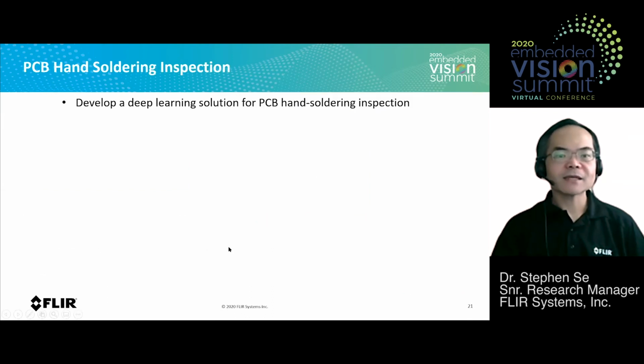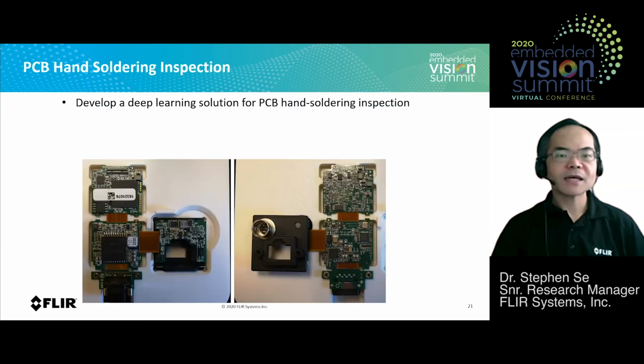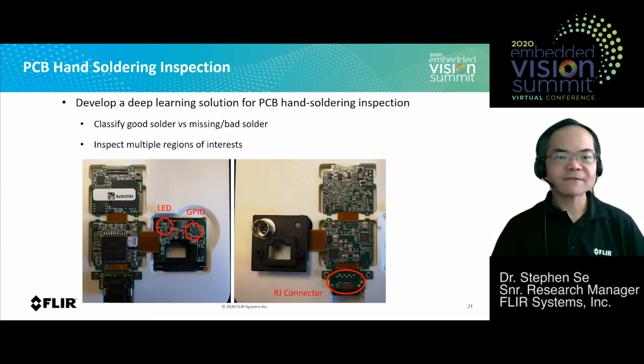In the final case study, we would like to develop a deep learning solution for PCB hand soldering inspection. Here are the 2 sides of the PCB board for our camera. There are 3 locations that require hand soldering where operator errors can occur: the LED light, the GPIO connector, and the RJ45 connector. We want to classify good solder versus missing or bad solder, and we need to inspect multiple regions of interest. Such inspection would be useful for quality control.